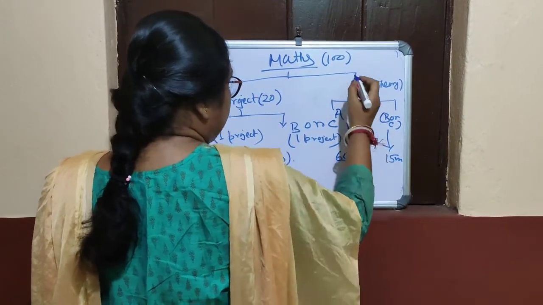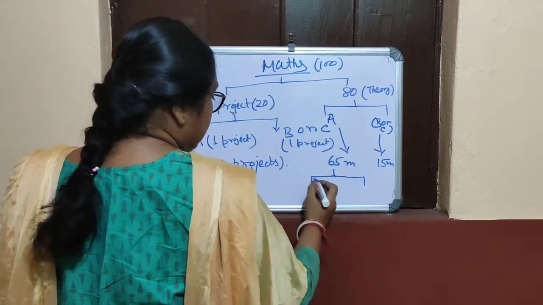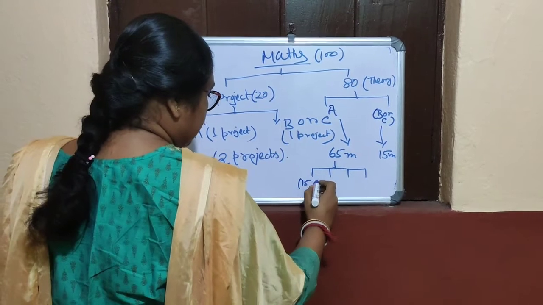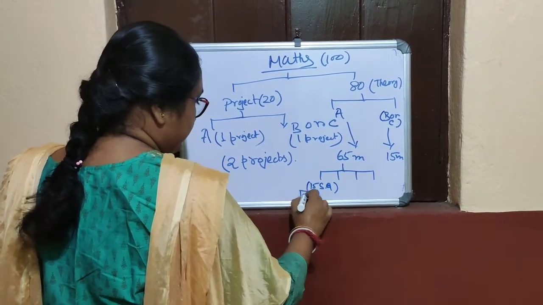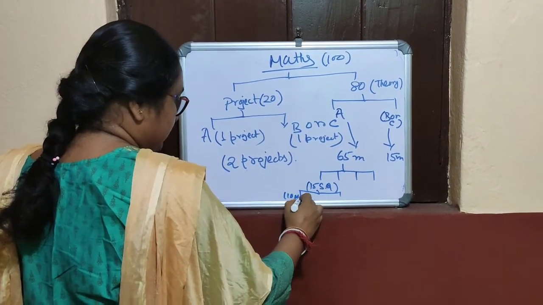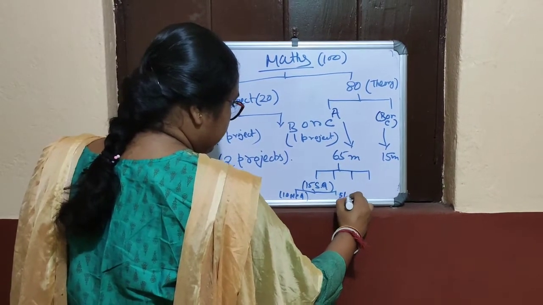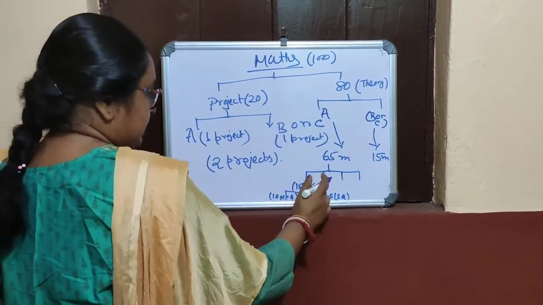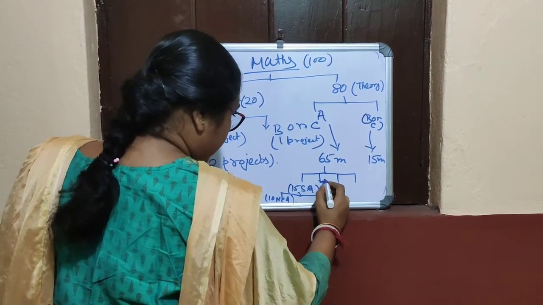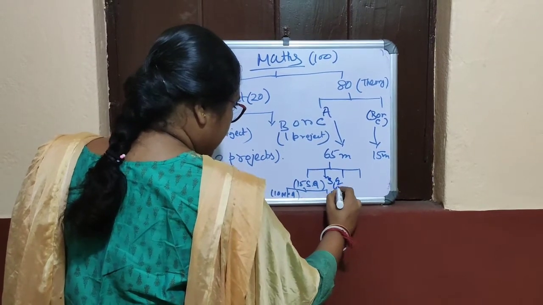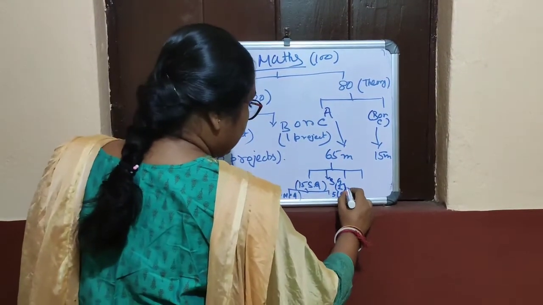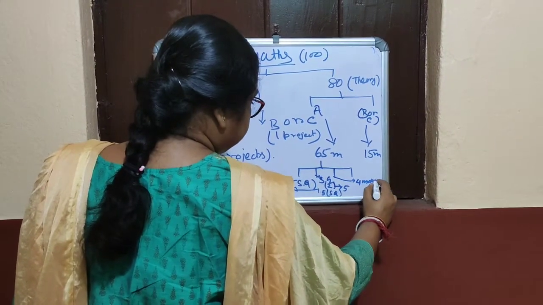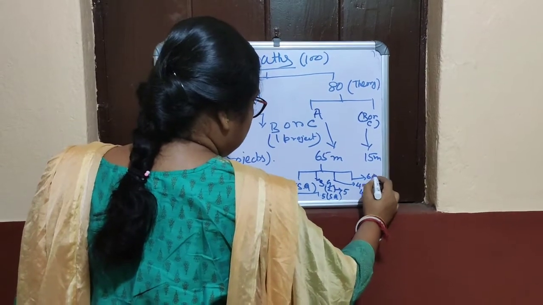Now 65 marks having 4 types of question. First is 15 short questions. Short questions having 2 parts: first one is 10 MCQ and second one is 5 short questions, SAQ. Now the short questions each have 2 marks, 5 questions. And now here 4 marks question 4, and 6 marks question 4.